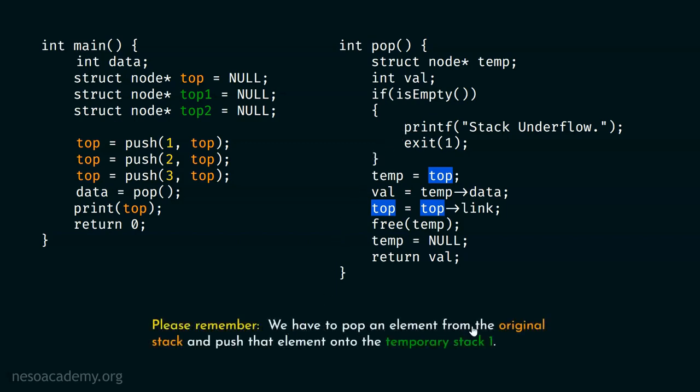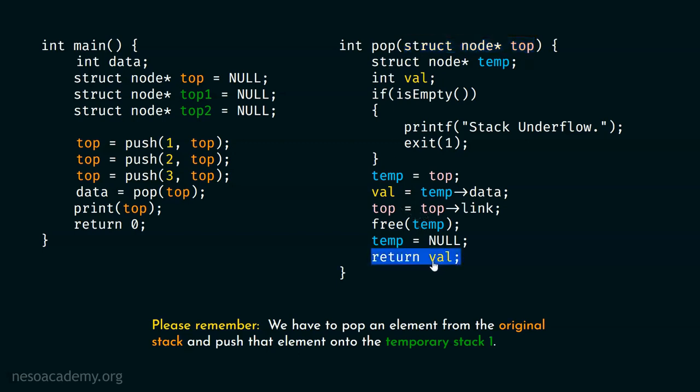We have to pop an element from the original stack and we want to push that element onto the temporary stack 1. This is our requirement, right? Therefore, it is important that we pass the top pointer to this pop function so that we can pop an element from the original stack, right? And here of course we need a top pointer, that is struct node star top, which is local to this function, right? You can see that this top pointer is local to this function. Now we can see that our pop function is updated.